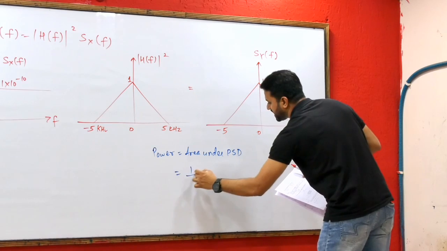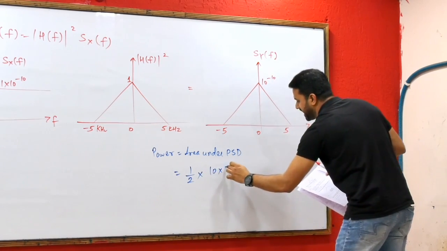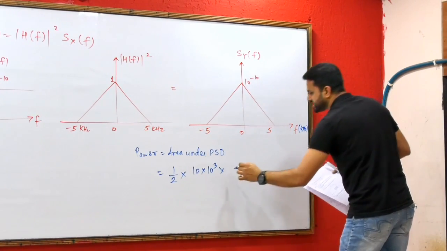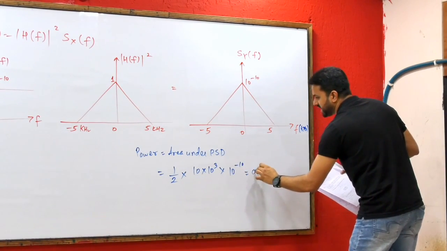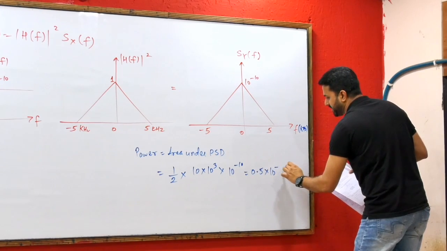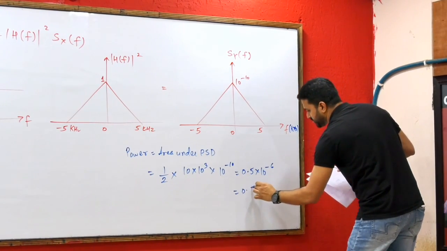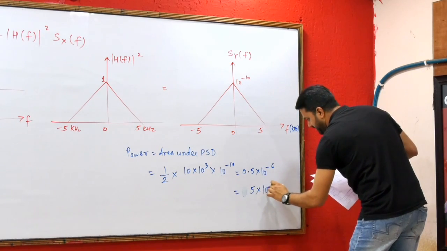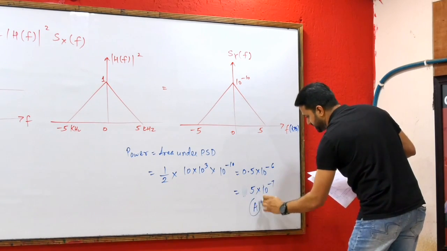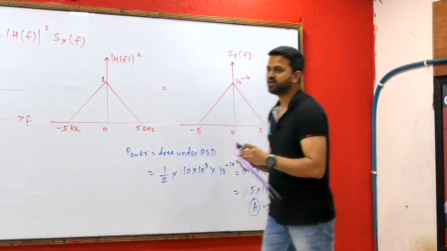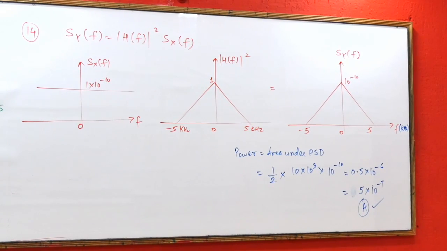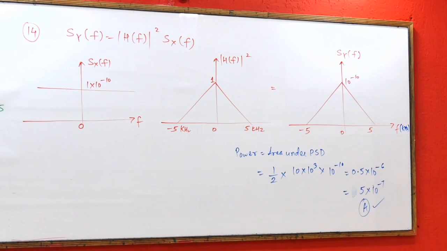So what is this area? It is 1 by 2, the base is 10, in kilohertz, and the height is 10 to the power minus 10. So you will get 0.5 into 10 to the power minus 6, or you can write 5 into 10 to the power minus 7. So that is option A. The correct answer would be option A. Many of you are getting option B, but check your answer. The correct answer should be option A.